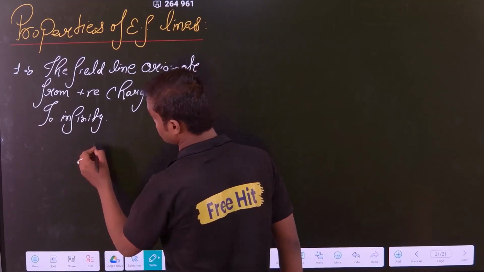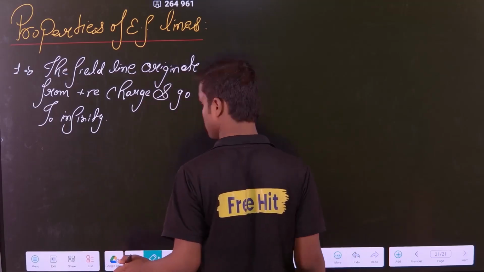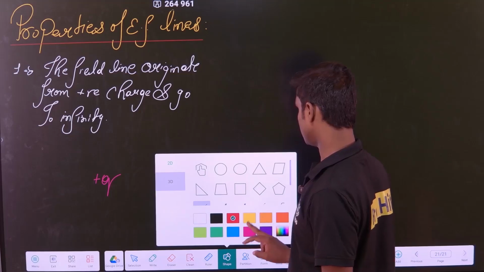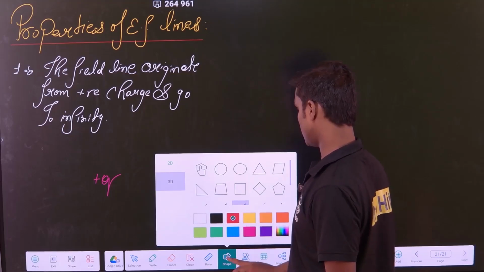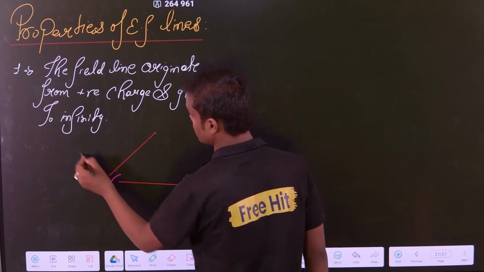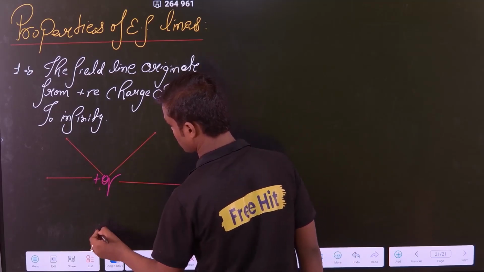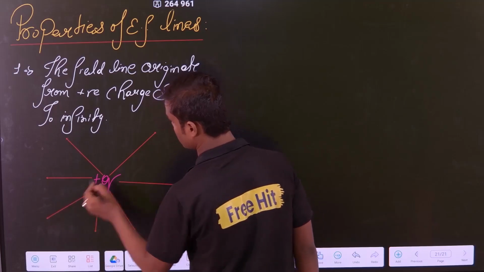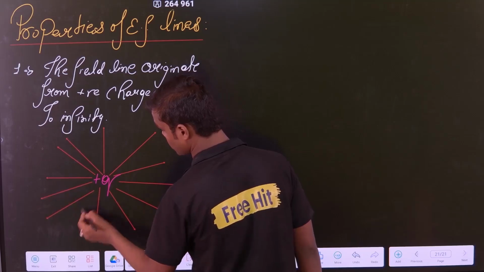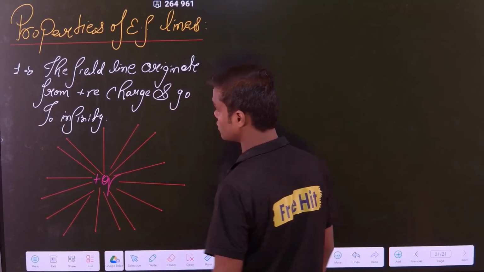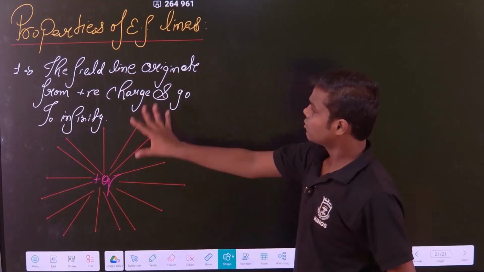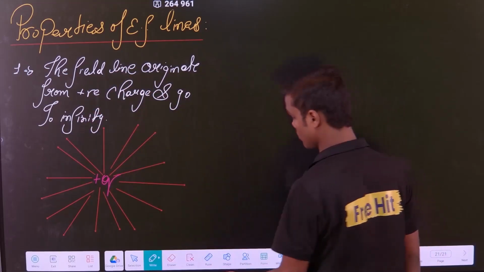If you can remember some of the diagrams, that is good. Like suppose I have a positive charge plus q here. So what is the diagram of electric field lines? The electric field lines will be like this. This is my electric field lines. Clear? Whatever number of lines you want, you can draw. So you can see it is originating from the positive charge and it is going to infinity. So that is the first property. Second property.